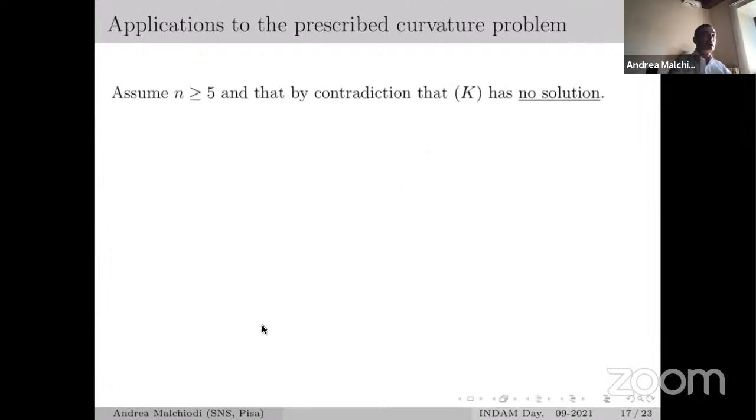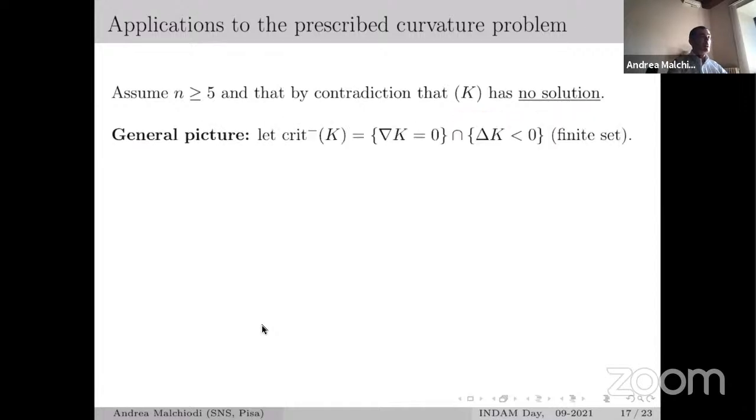Let me mention some applications to the prescribed curvature problem. Now we argue by contradiction and assume that the original problem has no solution. And now there is a sort of a miracle, because we assume that there are no solutions of the initial problem, and then we start with this approximate equation that we can solve. It turns out that for this problem, you can basically understand completely the family of blown-up solutions.